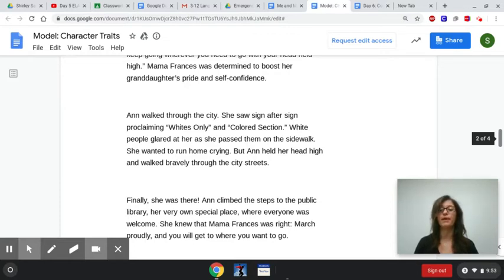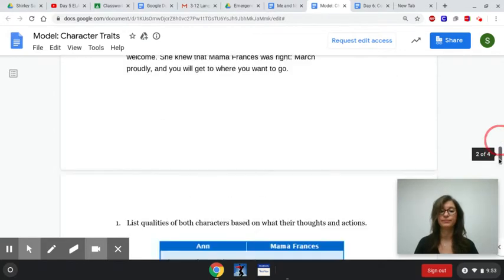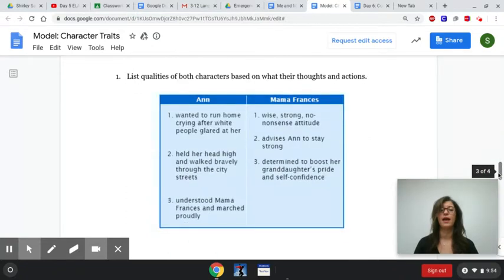So we are going to compare and contrast the 2 characters, Anne and Mama Frances. So the first thing I did was I made a list of their thoughts or their actions, and I only recorded 3. So for Anne, I wrote number 1, she wanted to run home crying after white people glared at her. Number 2, she held her head high and walked bravely through the city streets. And number 3, she understood Mama Frances and marched proudly.